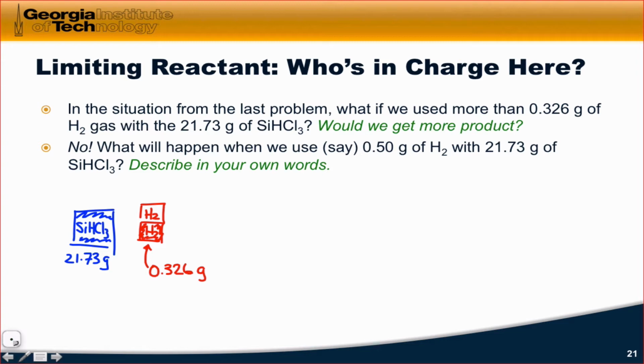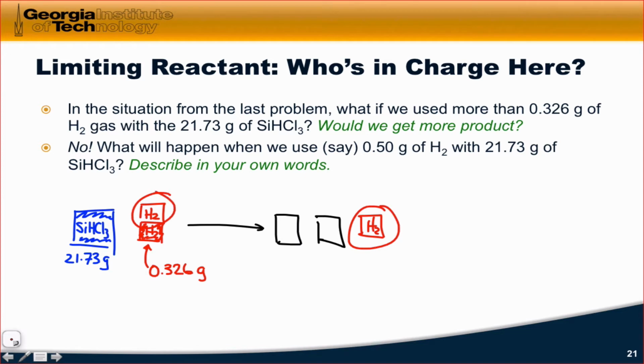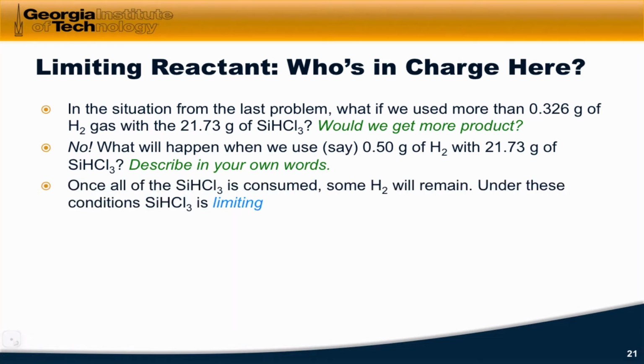So when it's all said and done, we will have the corresponding amounts of product over here, along with the remaining chunk of H2 that didn't react. What this shows us is that H2 under these conditions is in excess. There's an excess above and beyond the stoichiometric amount that is not completely consumed. So once all of the SiHCl3 is consumed, we'll have that extra chunk of H2 remaining. Under these conditions, the SiHCl3 is completely consumed, and it's what we call limiting.